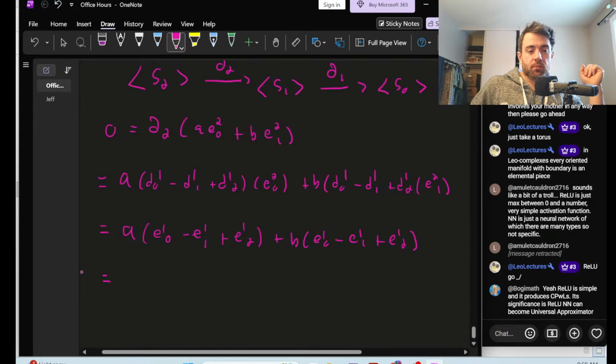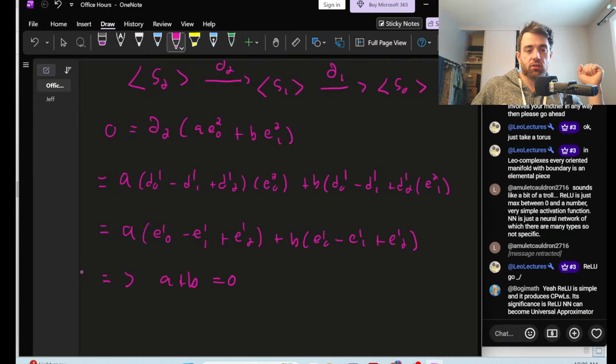So basically the takeaway is that A plus B is equal to 0. And so, yeah, we can see that the kernel is going to be a rank 1 thing. So, nice. We did it, gang.